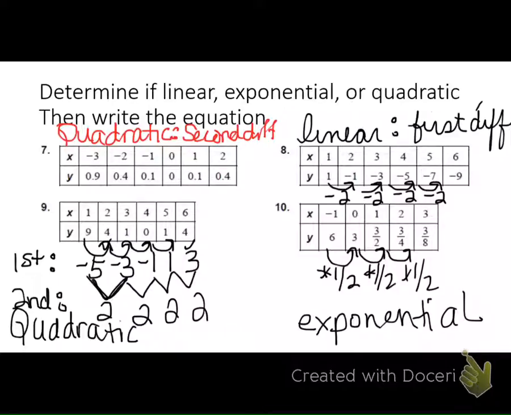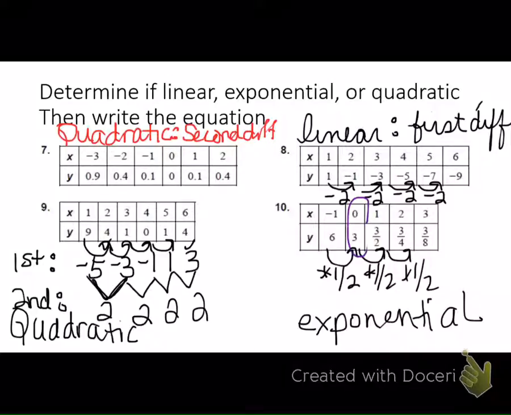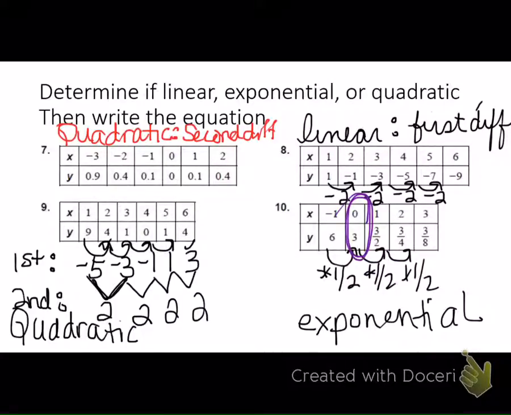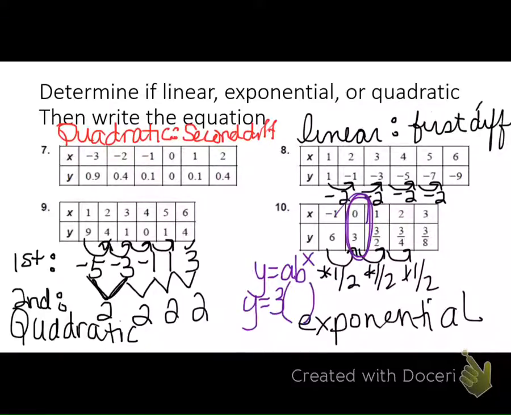All right. Now we're going to go back and write some equations for some of these. The y-intercept is 3. If you were to have like 2 to the x for your exponential equation, our y-intercept is 3, so it would be y equals 3, and then our multiplier, 1/2, raised to the x power. So there would be our equation.